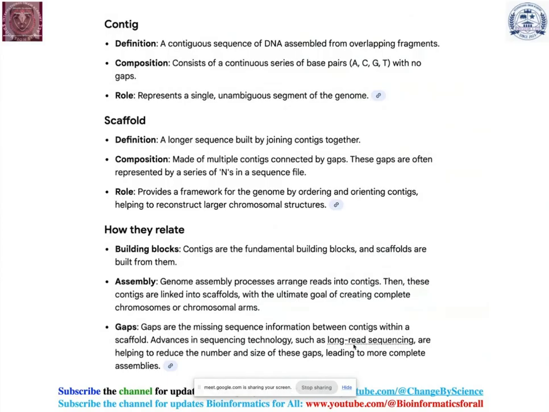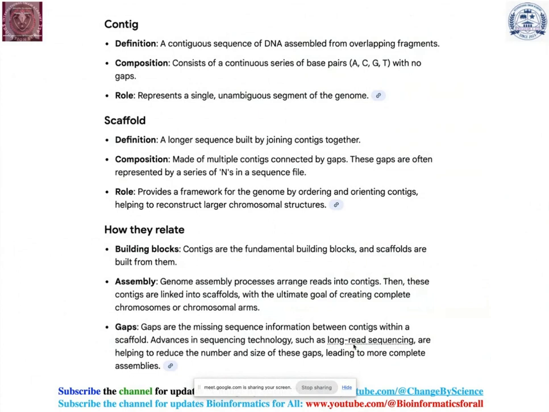Now, role: it provides a framework for the genome by ordering and orienting the contigs, helping to reconstruct larger chromosomal structures. How they relate. So, building blocks.